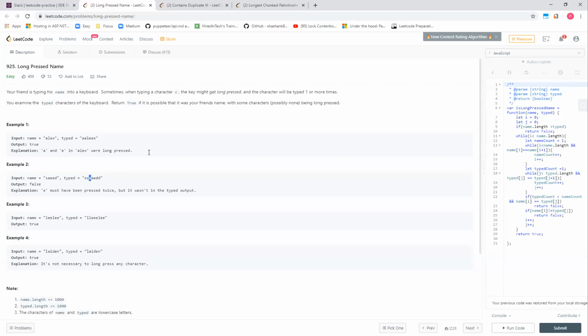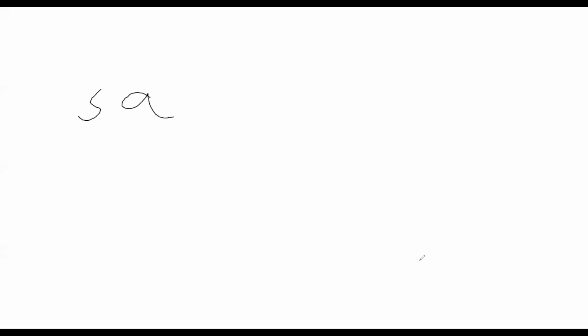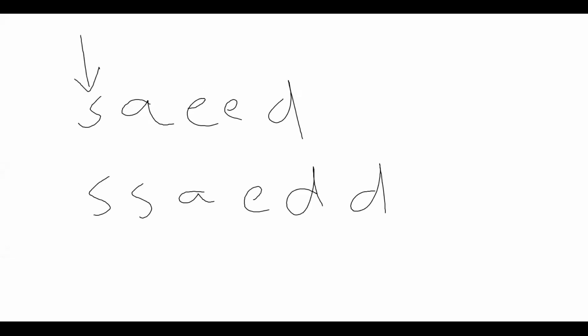Okay, so let me share my screen, probably the whiteboard, and then we can try to simulate what you're saying. So here's the first one, S-A-E-E-D, and the other one that I can see is S-S-A-E-E-D, right? Sorry, S-S-A-E-D-D. Let's suppose this is your first pointer and this is your second pointer.